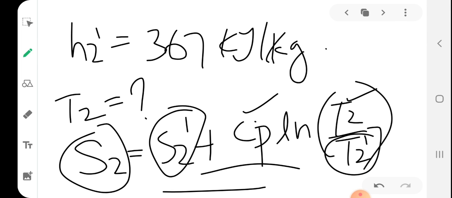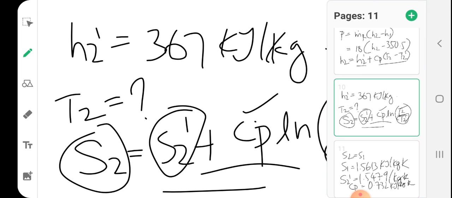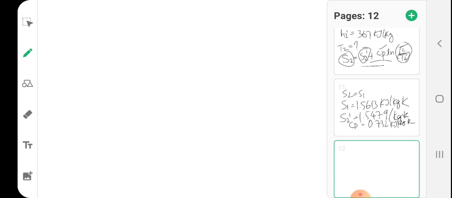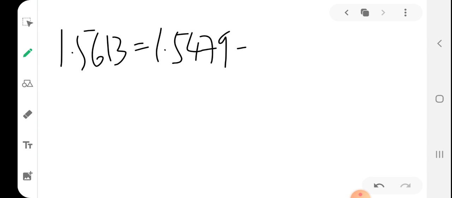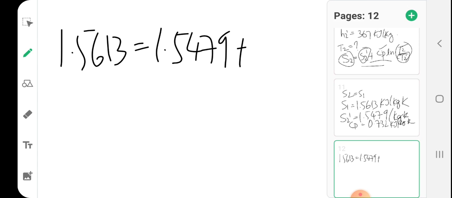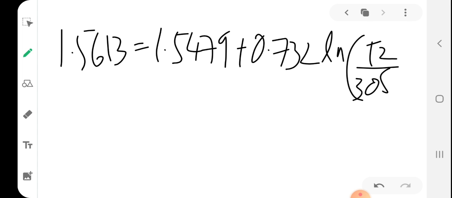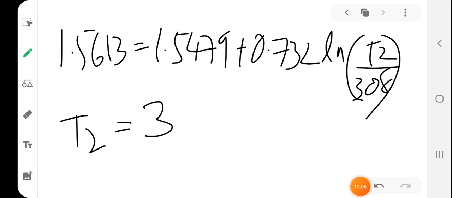Substitute these values. So you will get 1.5613 equal to 1.5479 plus 0.732 log (T2 by T2 dash), where T2 dash is 308. Solve this, and you will get T2 equal to 313 Kelvin.